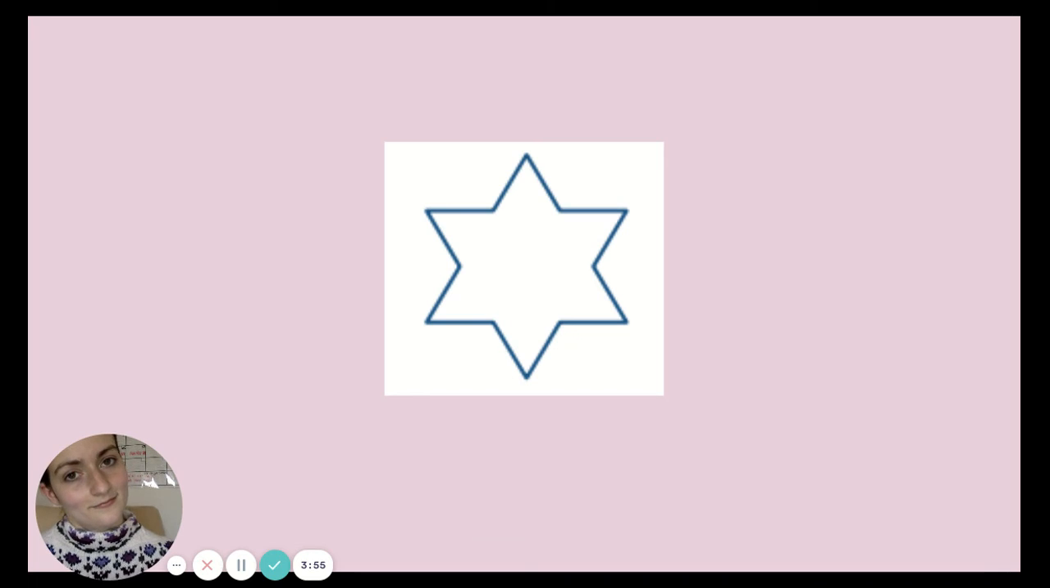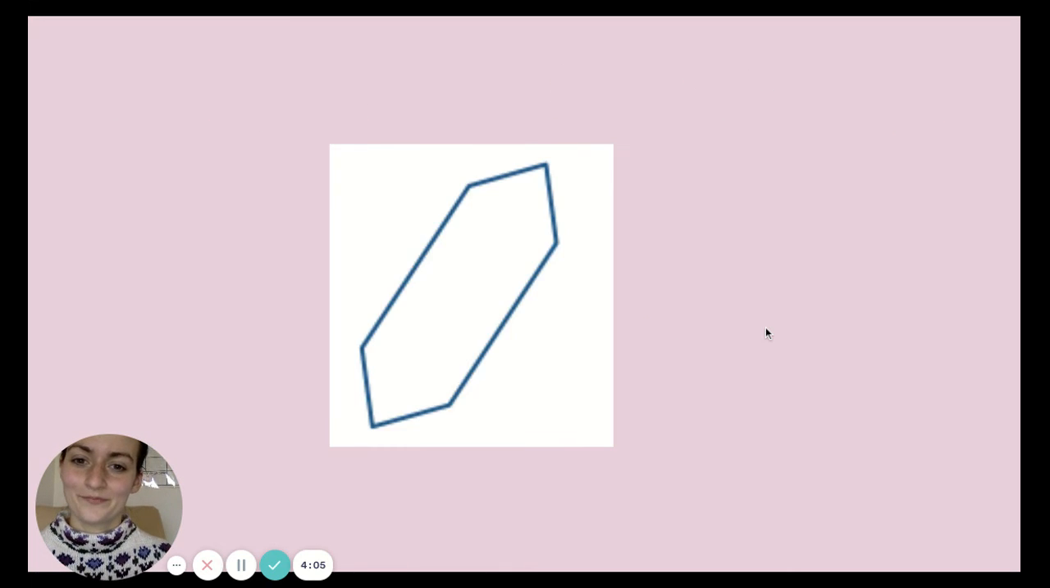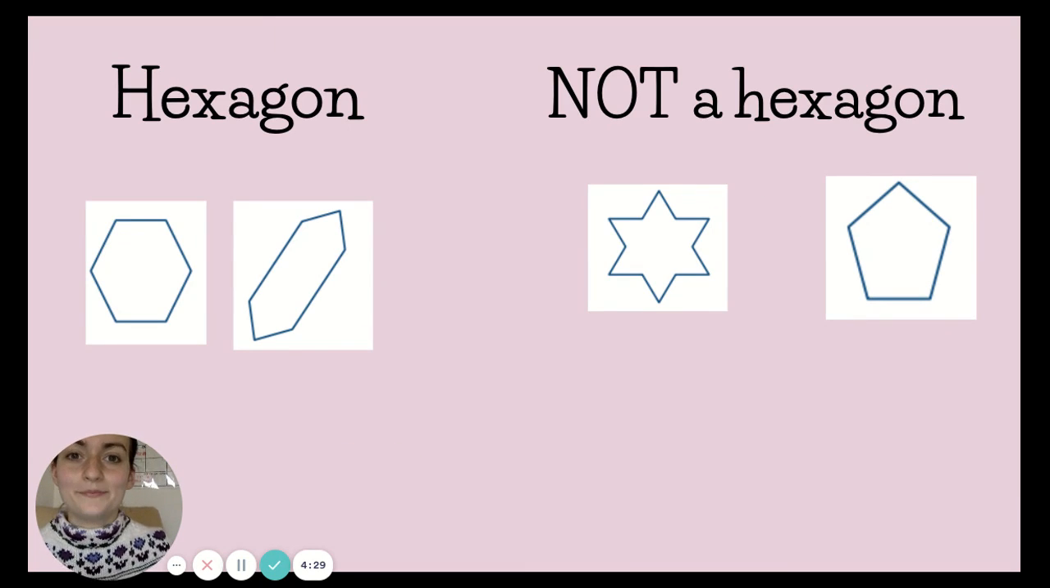Okay. Do we need to talk about this one? This is a star. It's not a hexagon. It has way too many sides. What about this shape? Let's count. 1, 2, 3, 4, 5, 6. 6 straight sides. It's a closed shape. It doesn't have any gaps that I can see. It looks flat. And let's just check one more time. 1, 2, 3, 4, 5, 6. Yeah, 6 sides. We got a hexagon.